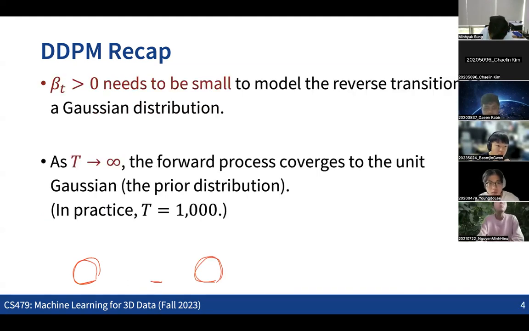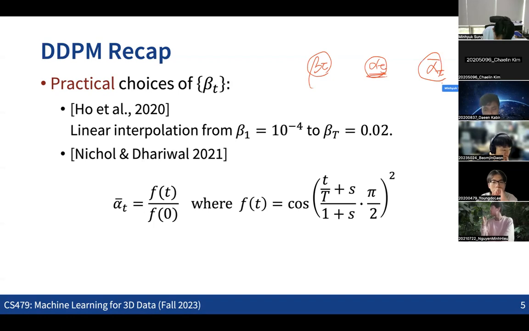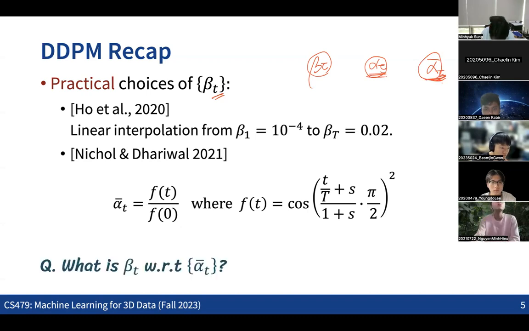Since the beta and the alpha t hat are connected to each other, instead of defining the values of beta here, we can actually define the alpha t values, or alpha hat as well, right? So when we define the set of beta, if we instead define the set of alpha hat t, can we also calculate the beta with respect to the alpha t hat? So that's the first question.